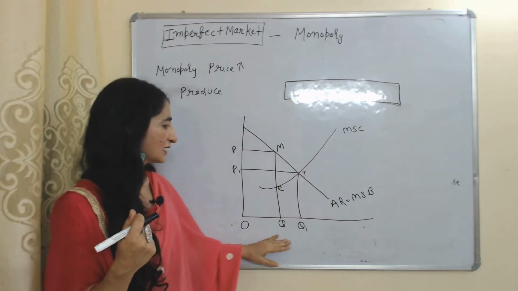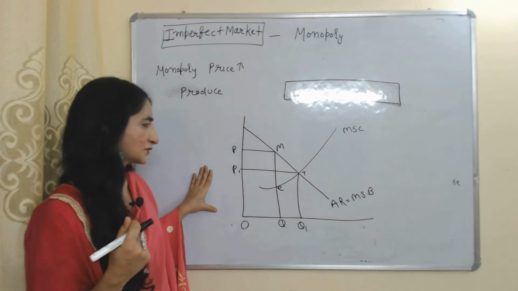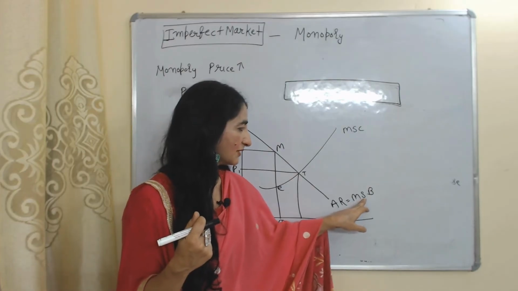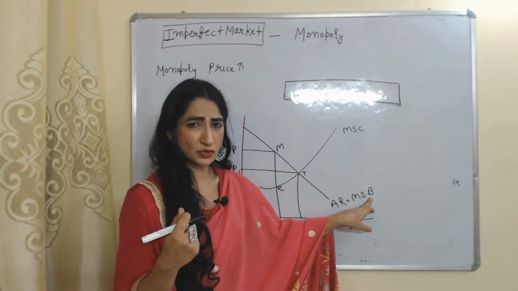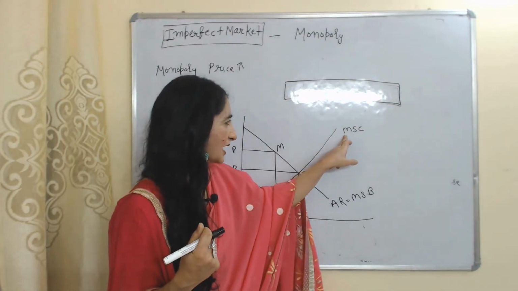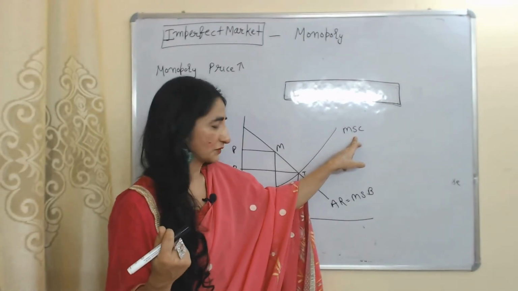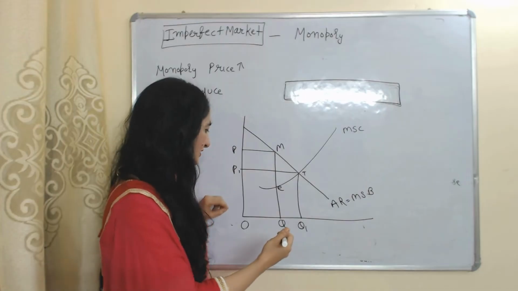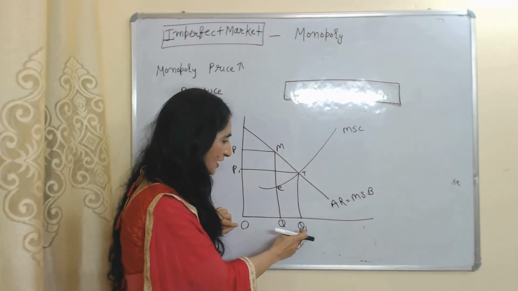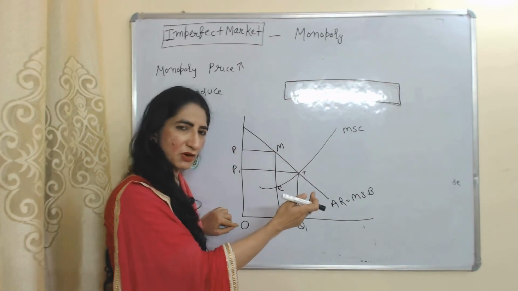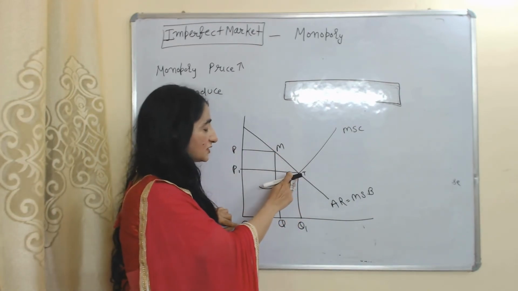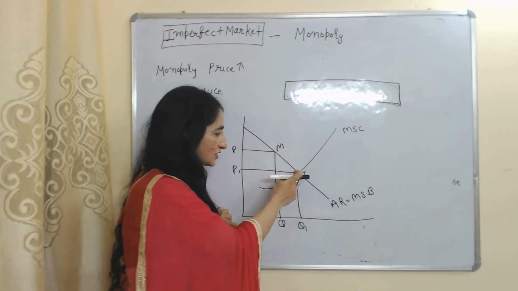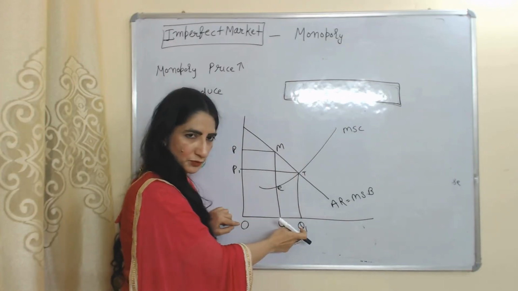In this diagram, you can see on x-axis we have quantities and y-axis we have price. This AR is average revenue curve of monopoly firm, that is equal to MSB. MSB means marginal social benefit, and this curve represents MSC, marginal social cost. T point shows socially optimum point, means at this point output is OQ1 and OQ1 output is socially optimum amount of output, because at this point you can see marginal social cost is equal to marginal social benefit. So this is socially optimum amount of output, OQ1.